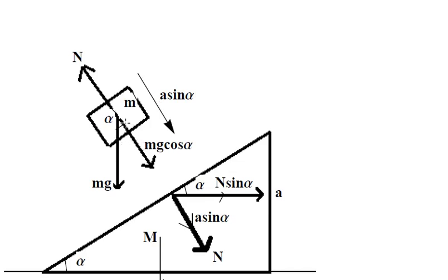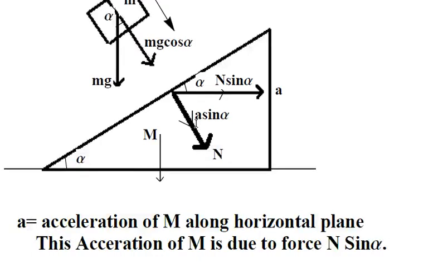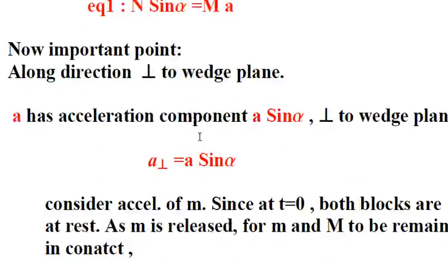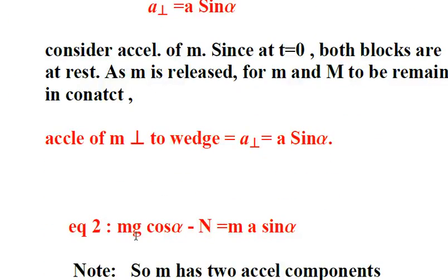So mg cos alpha is the component of this mass mg, alpha is this angle. So mg cos alpha minus N, this is the resultant force downwards, so this must be equal to mass into this acceleration. So this is the equation number 2 here. mg cos alpha minus N is equal to m into A sin alpha.